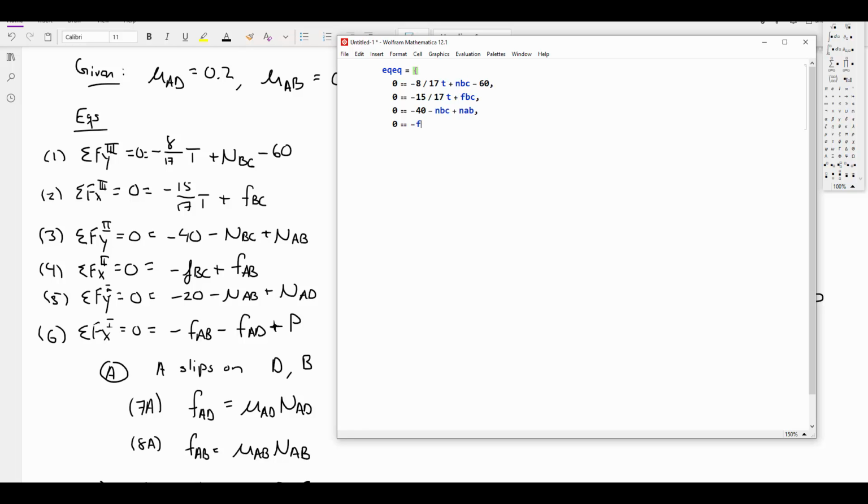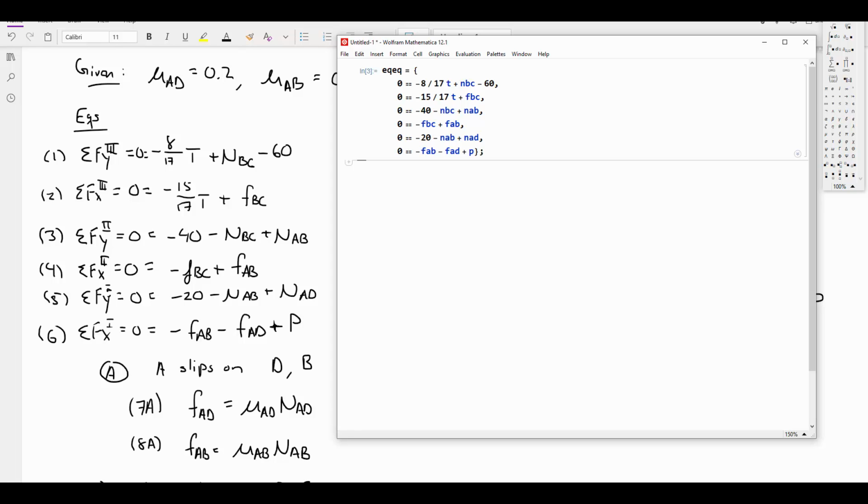In equation 4, negative FBC plus FAB. Equation 5, negative 20 minus NAB plus NAD. And equation 6, negative FAB minus FAD plus P. Okay, so those 6 equations are entered in, and I'll suppress it with that semicolon, and I will run it. So now it's saved that list of 6 into EQ.